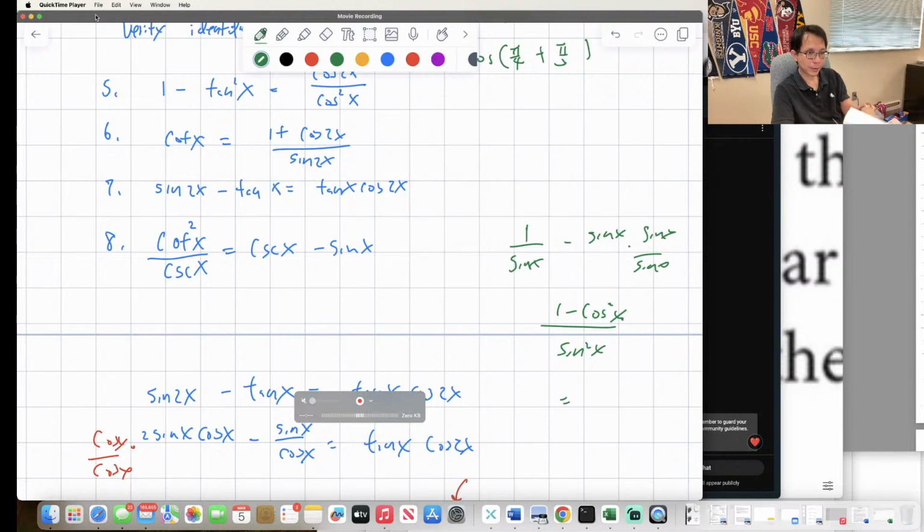Oh, I know which question this is. Hopefully I didn't copy wrong. Let me see if I copied wrong. Cotangent of x, cosecant of x minus sine of x. No, I did not copy wrong. Let me see, did I do anything wrong? Let me try the right side then.